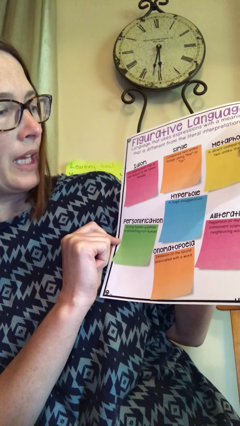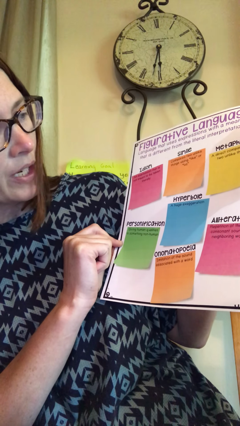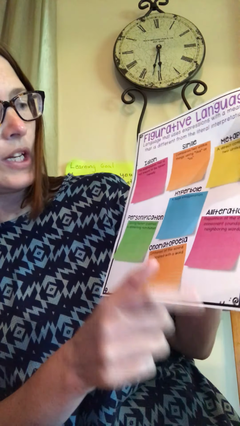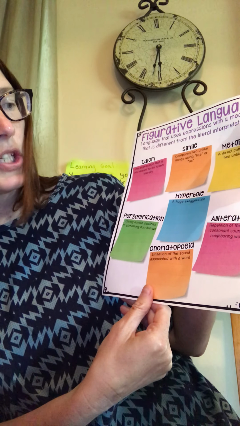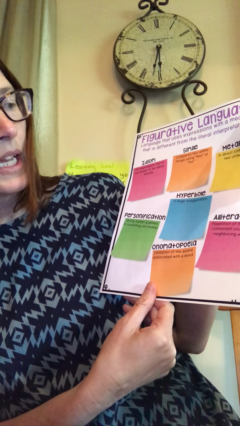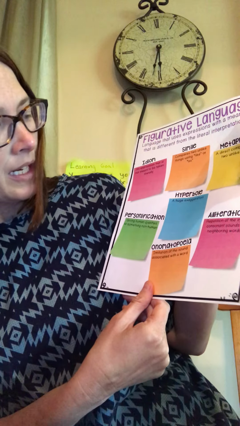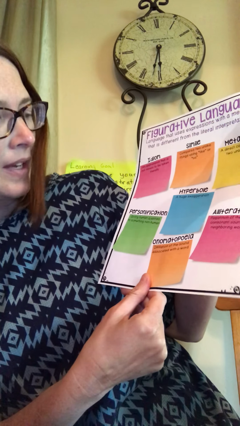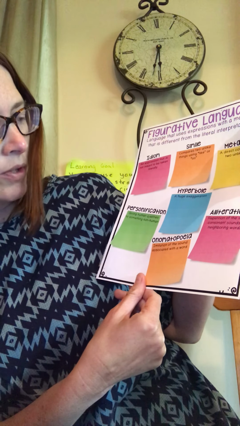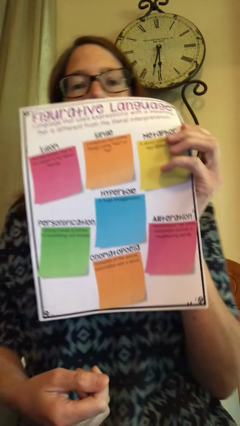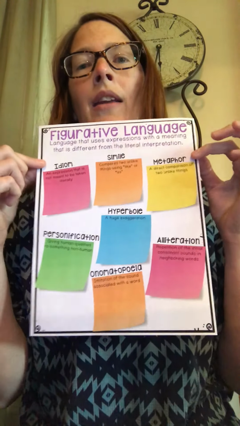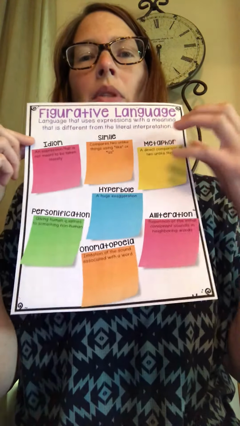A hyperbole is a huge exaggeration. An alliteration is a repetition of the initial consonant sounds in neighboring words. And an onomatopoeia is an imitation of the sound associated with a word. Okay, so those are types of figurative language.